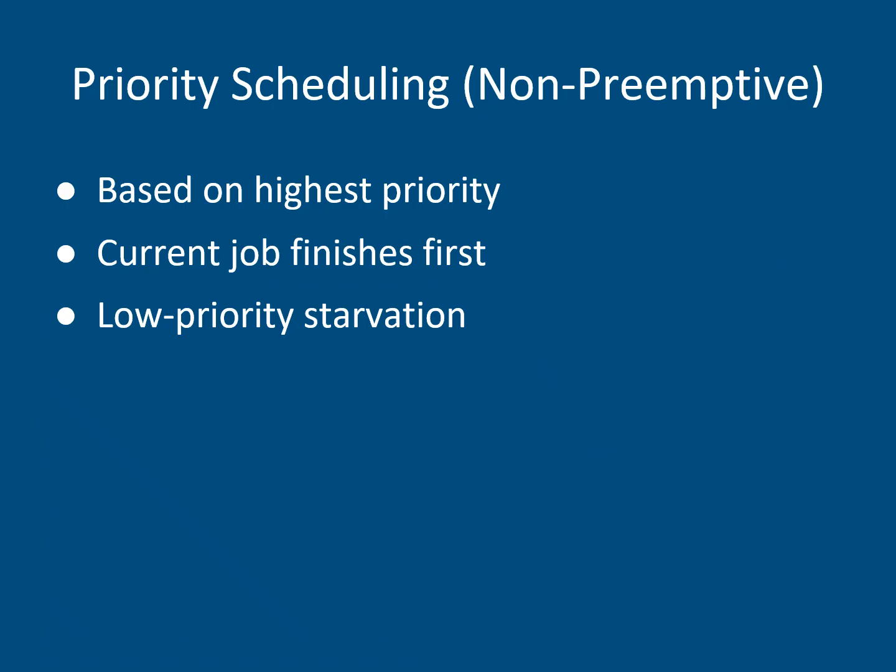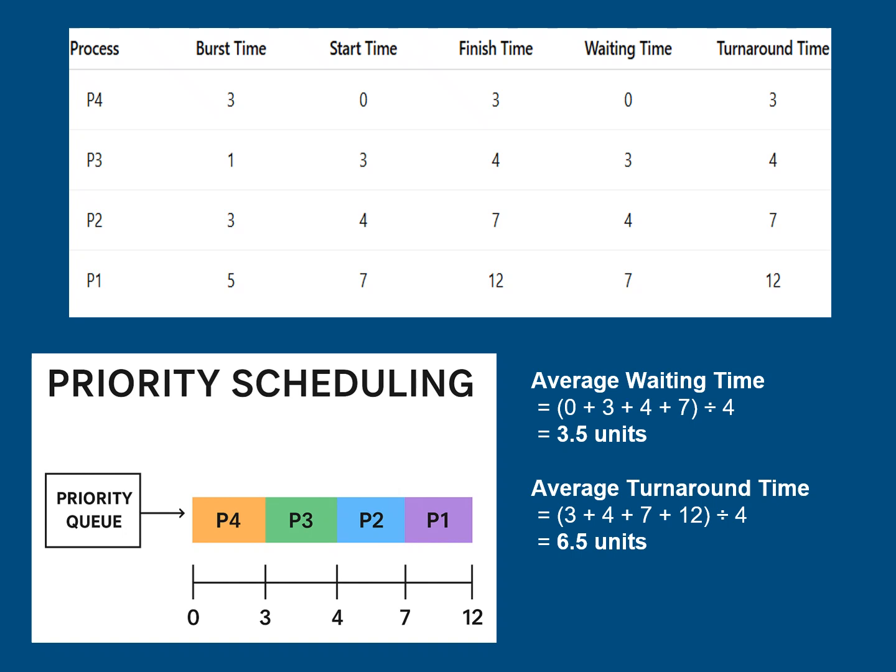Next is priority scheduling. It is based on highest priority. The job with the highest priority is done first and the jobs with low priority wait. This is priority scheduling where processes are executed based on priority instead of arrival or burst time.